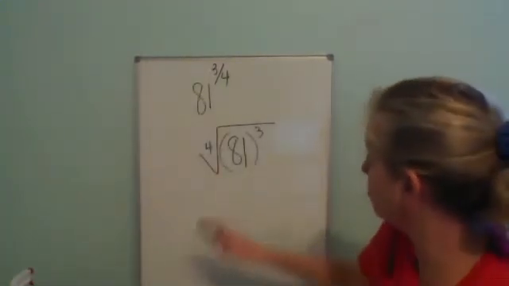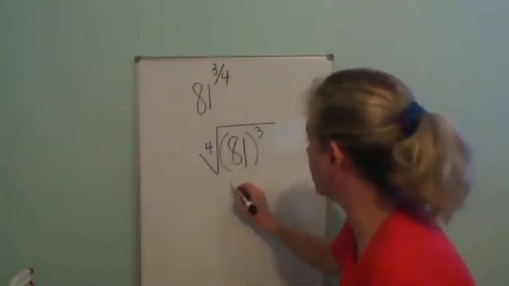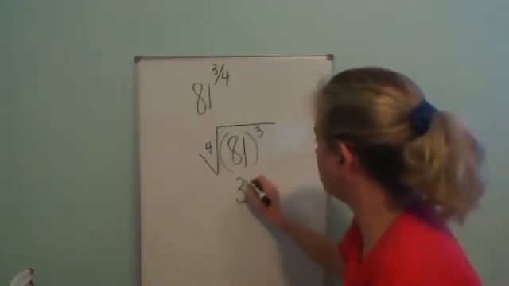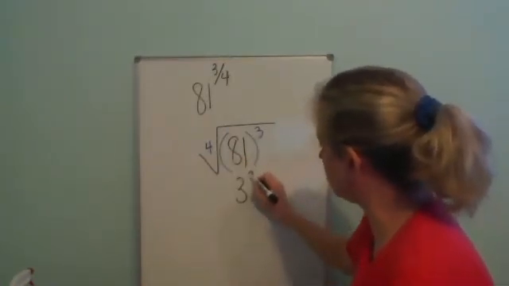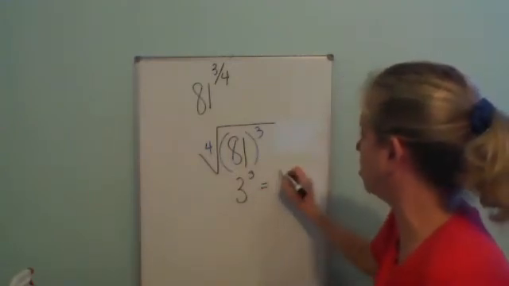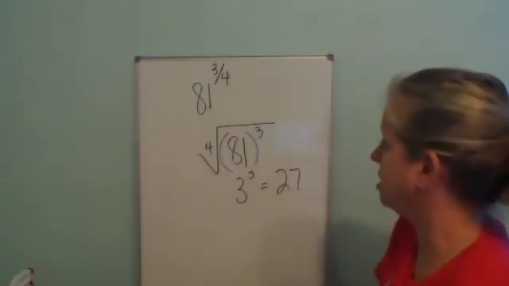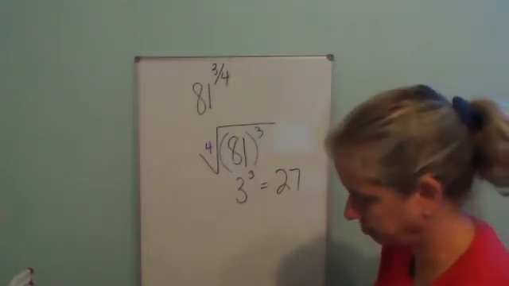Because 3 to the 3rd power, so the 4th root of 81, that turned out to be 3, but I still have this 3rd power here. So 3 to the 3rd power gave me 27.